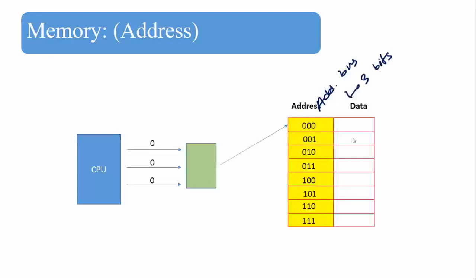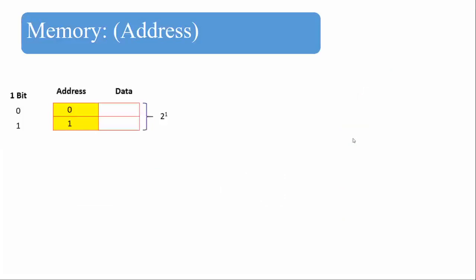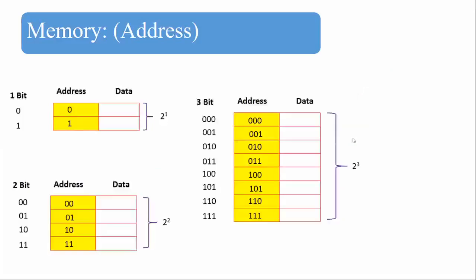In this case, the CPU can select different locations. Is it okay? Now, in total, if we get the summary: 1 bit, 2 bits, 3 bits. How many addresses? 2 addresses, 4 addresses, 8 addresses. So here we have 2, we have 4, we have 8.